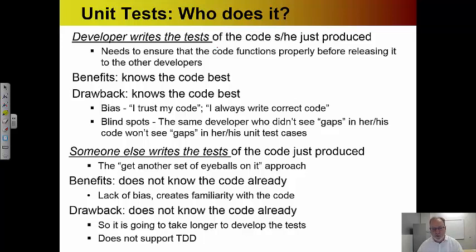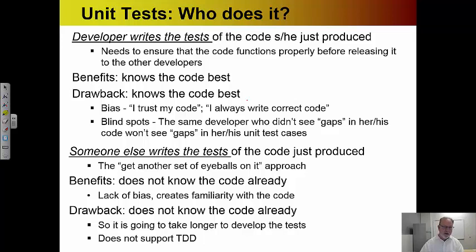Certainly, when we do test-driven development, we're assuming it's the developer him or herself that's doing it, because it's part of that little test at a time approach, that red-green refactor approach we talked about. Another approach, though, is that someone else writes the tests of the code you just produced. And this is the other direction, right? You have that other set of eyeballs. The benefit is that somebody who doesn't know the code already is not going to have that same bias, is not going to have that lock-in intuition on the design. So there's some benefit.